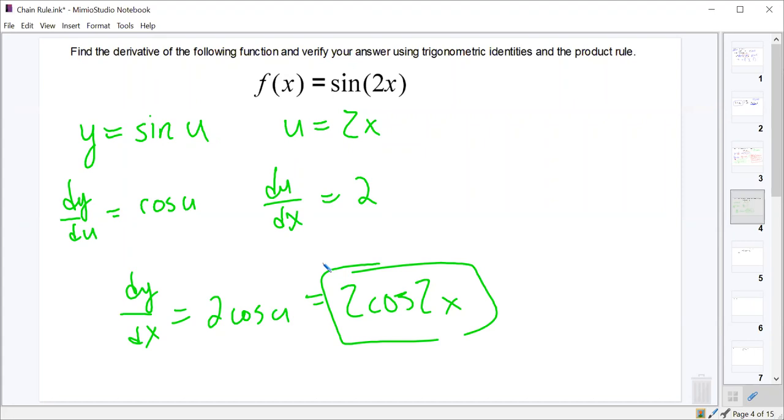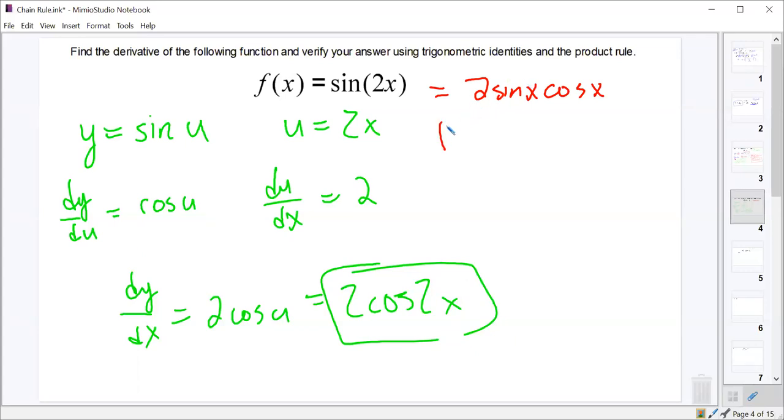All right, so let's see if we can expand out sine 2x using our trig identities and show that we get 2 cosine 2x. What is the double angle identity for sine? 2 sine cosine. Yep, 2 sine x cosine x. And how will we take the derivative of that? What rule will we need to use? The product rule. Yep.